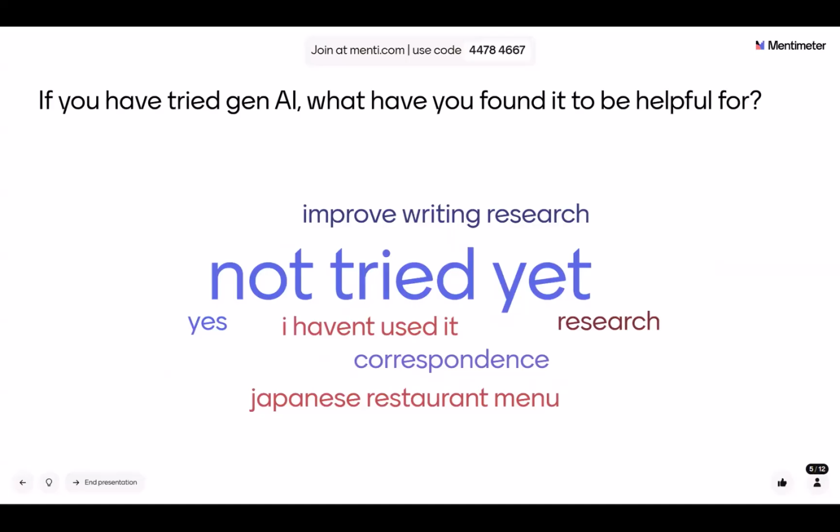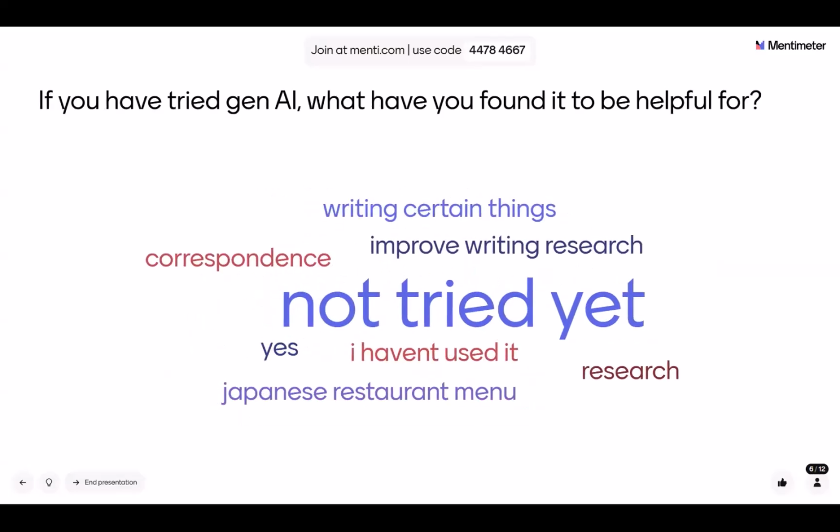The purpose of this is to have you thinking about use cases for Gen AI tools like the chatbots. I see we haven't tried yet. Improve writing and research, writing just certain things, maybe not whole papers, but maybe helping you write an outline or something like that. Japanese restaurant menu, I love that. I think it's interesting to see people using it for more fun things, like a restaurant menu versus research things. And maybe after today, you'll think of some use cases that you might find helpful throughout your studies.